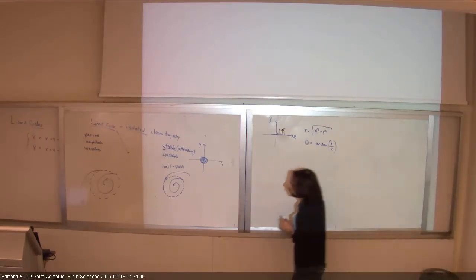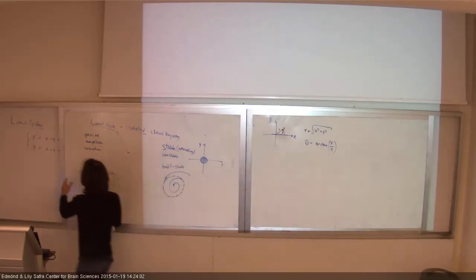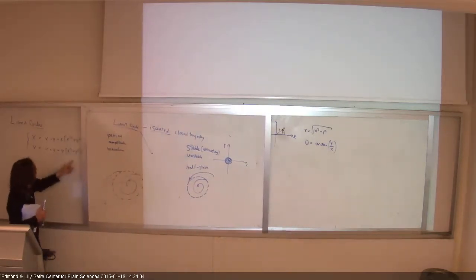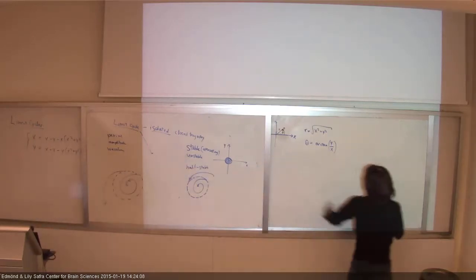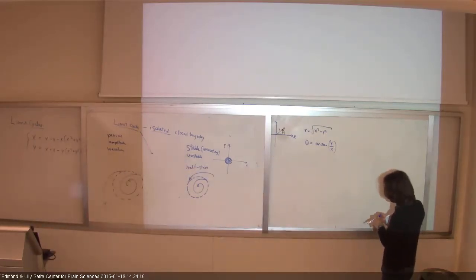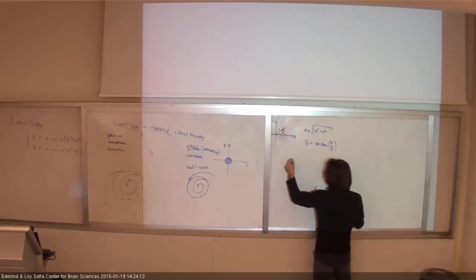Now, we would like to switch from our system, this one, to the polar coordinates. Basically, we are asking what is r dot and what is theta dot. How do these two variables change with time?